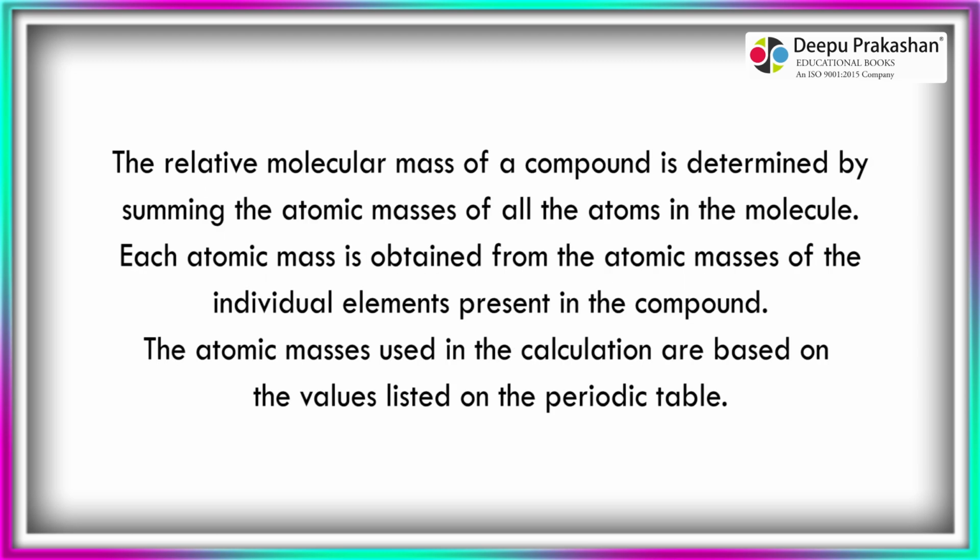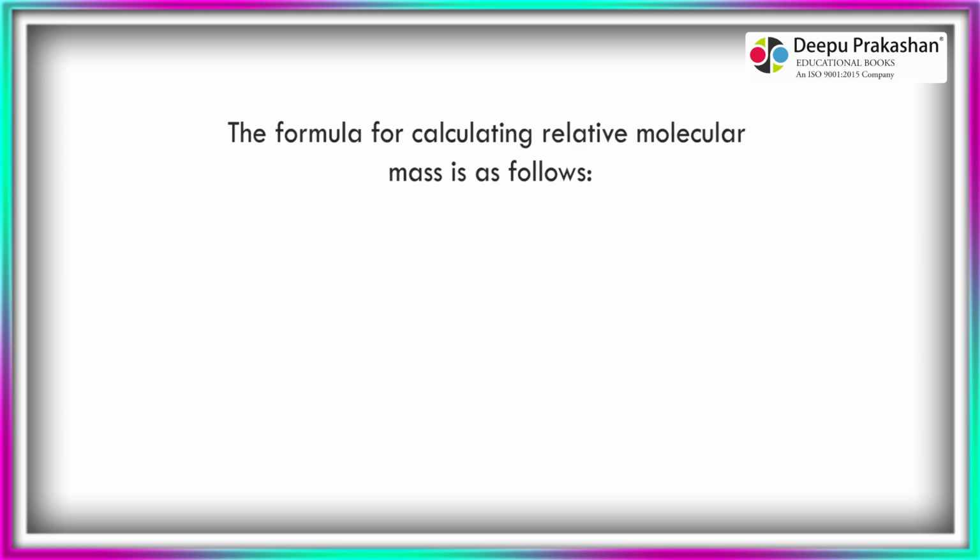The relative molecular mass of a compound is determined by summing the atomic masses of all the atoms in the molecule. Each atomic mass is obtained from the atomic masses of the individual elements present in the compound. The atomic masses used in the calculation are based on the values listed on the periodic table. The formula for calculating relative molecular mass is as follows.